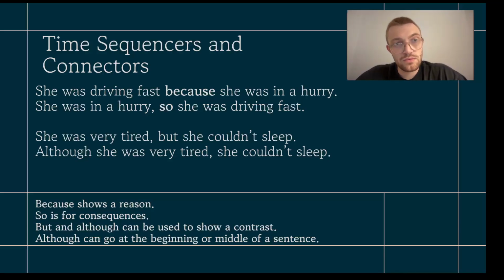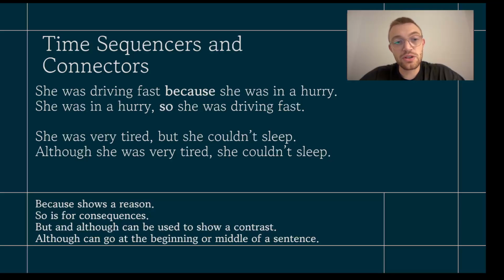The other two that we've got here are for contrast, right? She was very tired, but she couldn't sleep, right? You would expect someone who is very tired to be able to sleep, but she can't. It's not what you would expect. There we go. So there's a contrast. Although is also used for contrast, right? Although she was very tired, she couldn't sleep. We just put it in a different place compared to but, right?